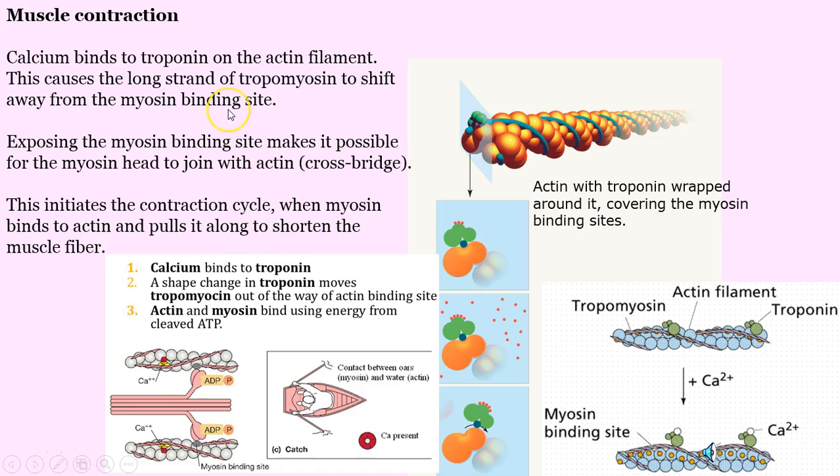So calcium binds to troponin. I've talked about that. Tropomyosin is going to shift, and when it shifts, now the myosin binding sites are exposed. So the open door, time for the party. And we get a cross bridge.